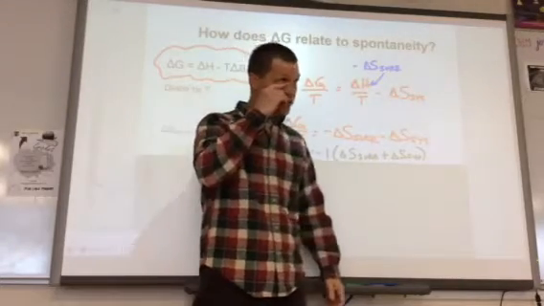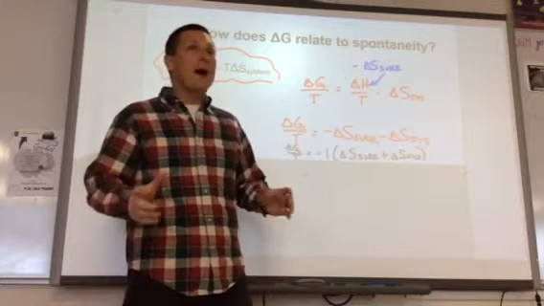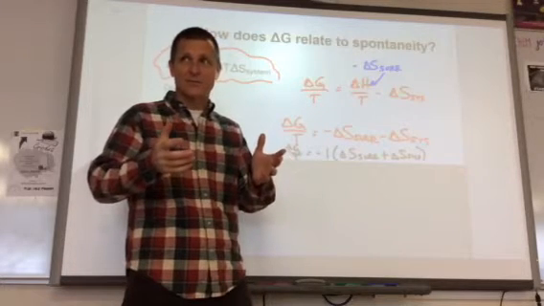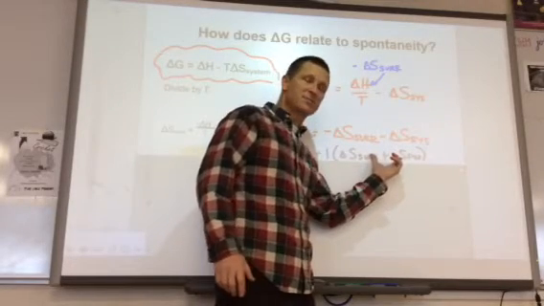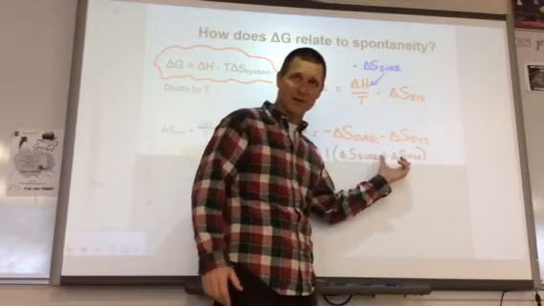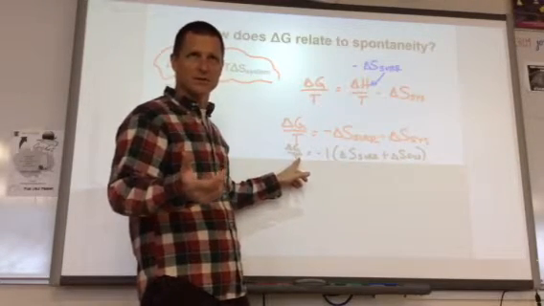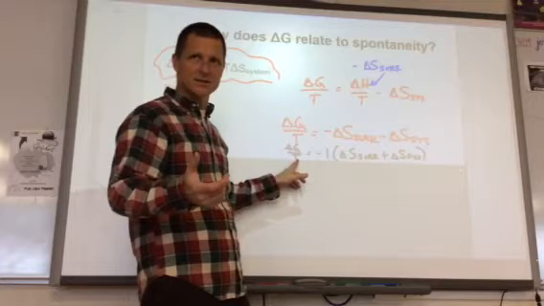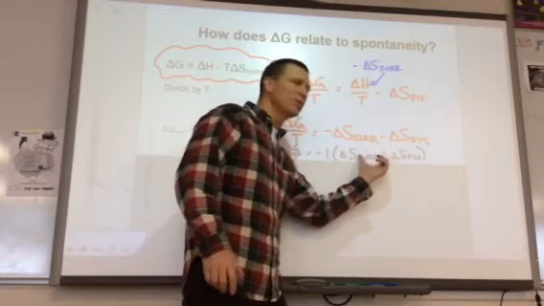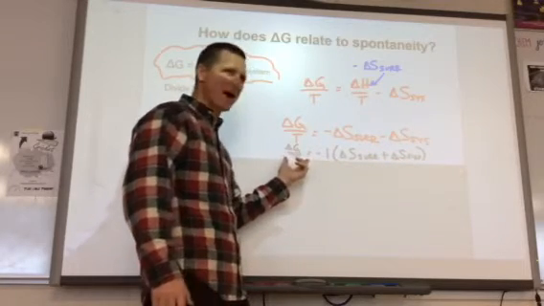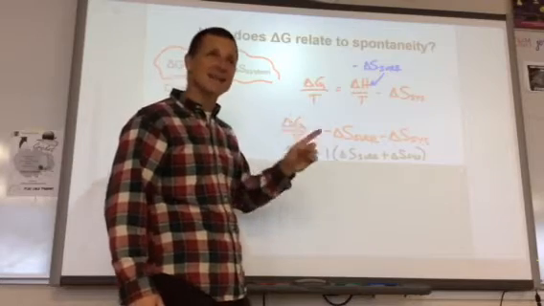Now, what do you know about the change in entropy of the universe? If it's positive, what does that say about the reaction? It's spontaneous. So if what's inside the parentheses is positive, that means it's a spontaneous reaction. The temperature over here is positive. It's got to be in Kelvin. So what does the sign on delta G have to be for the reaction to be spontaneous? Remember, the term inside the parentheses has to be positive. The temperature is positive. So what would the sign on delta G be if it's spontaneous? It's got to be negative.